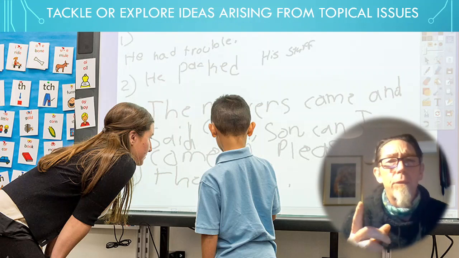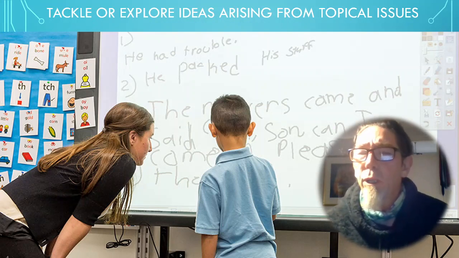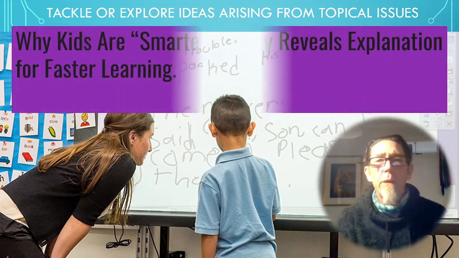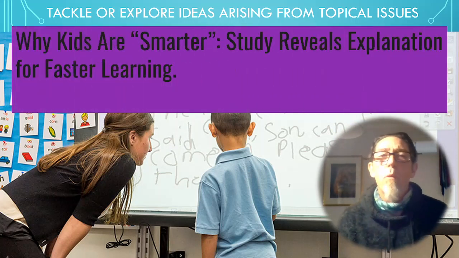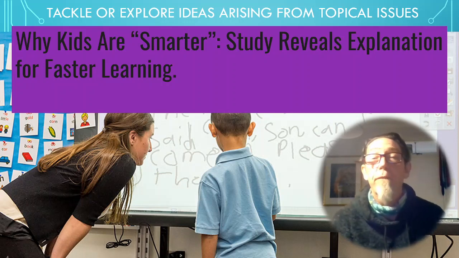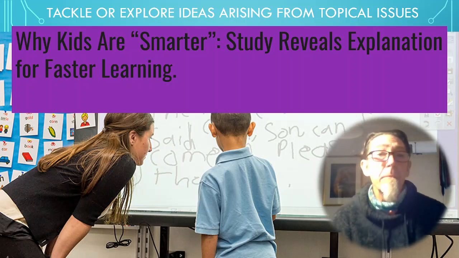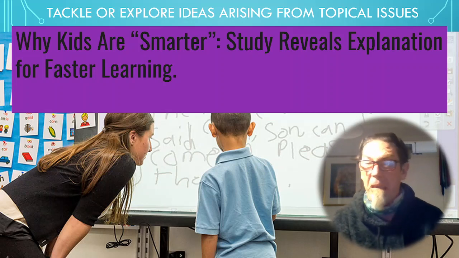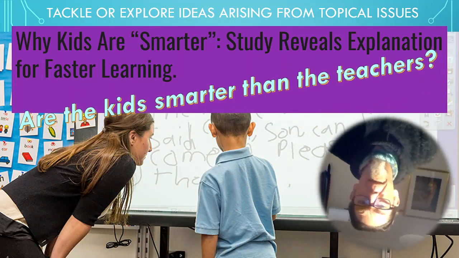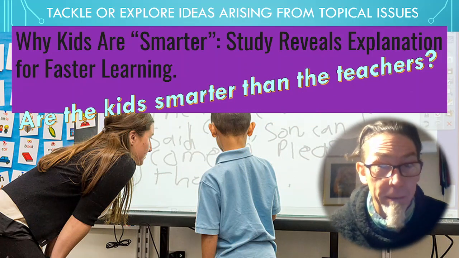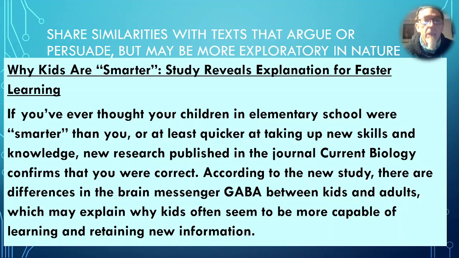But we also have to think about what topical issues are. So an example of a topical issue is why kids are smarter. Study reveals explanation for faster learning. And this is the article that I went looking for: are the kids smarter than the teacher? And that is the question to ask. Are you smarter than your teachers? So here is basically the article.